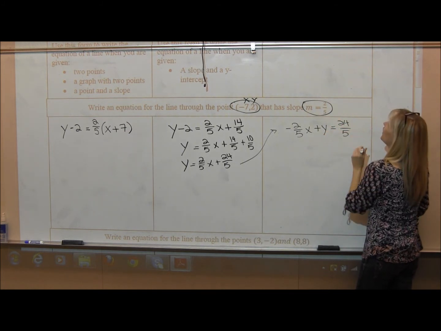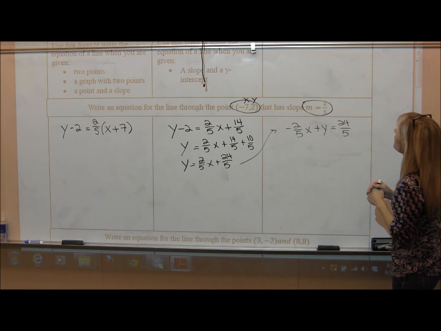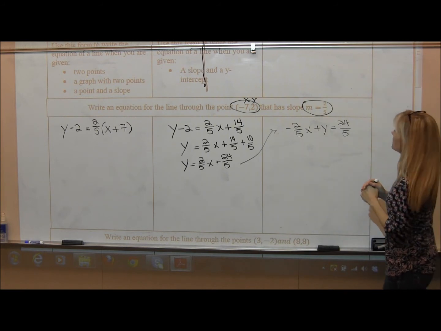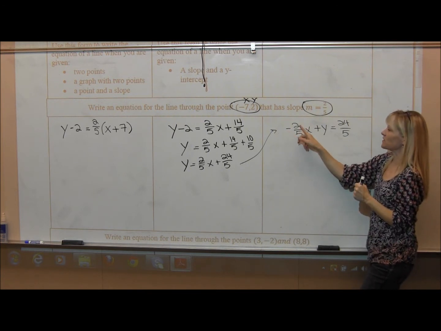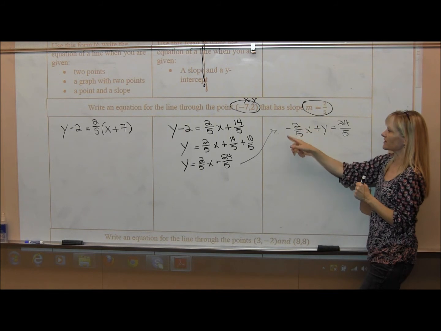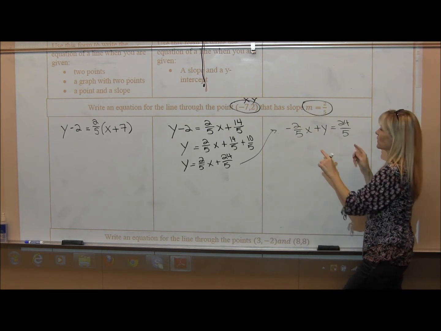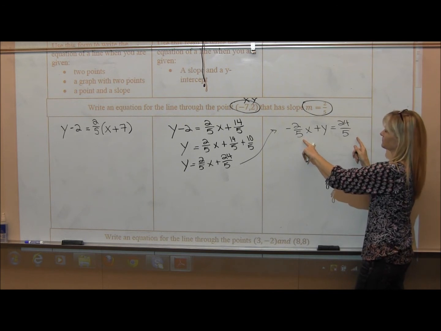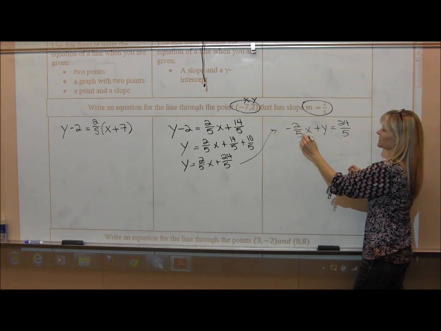I'm not done though, because a, b, and c have to be integers. And depending on who you ask, most texts say that the one in front of x needs to be a positive integer. So not everybody says that. So I'm going to multiply everything by 5. That's going to clear out my denominators so I have integers. So let's do that first.